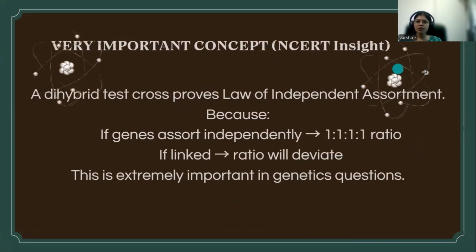Now, a very important concept from the NCERT point of view is that a dihybrid cross proves the law of independent assortment. Because if genes do not assort independently, or if they are dependent on each other, the ratio will not be 1 is to 1 is to 1 is to 1. So whenever you see that the ratio deviates from 1:1:1:1, it means that it is linked. It is the case of linkage. This is a very important question and that goes for monohybrid crosses too.